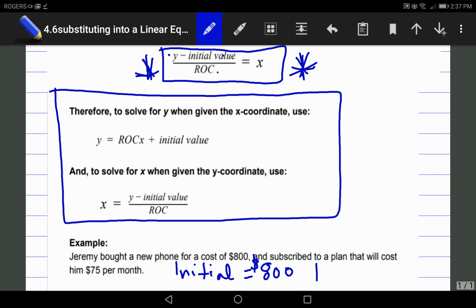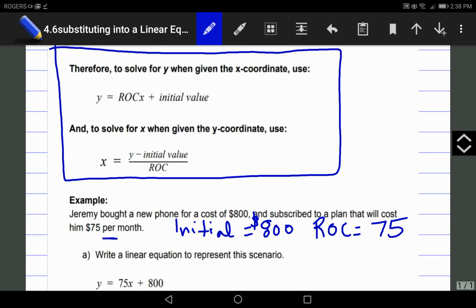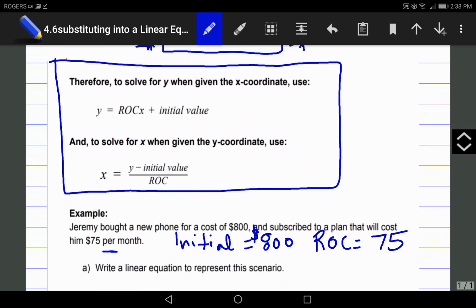And we know that the rate of change then is going to be, remember, the rate of change is always usually beside the word per or each or something along those lines. So it's going to be 75. Okay, so just make a note of that. It's $75 per month. That's our rate. Now, let's answer question A. Let's write a linear equation to represent this scenario.